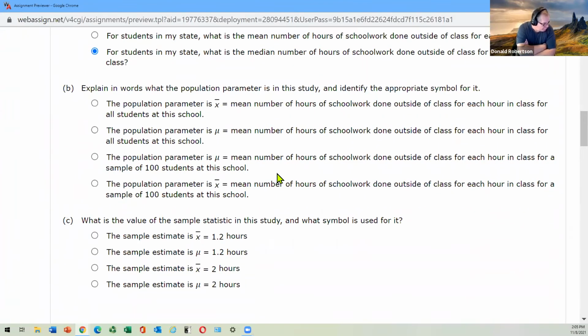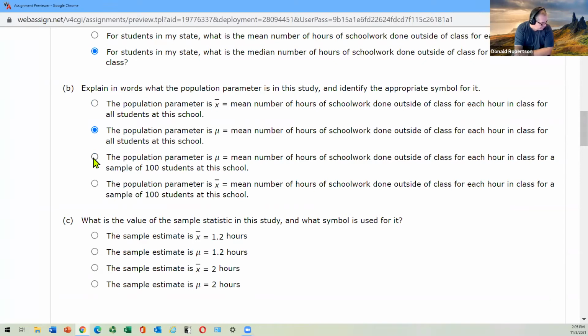Explain in words what the population parameter is in this study. Well, wouldn't the population parameter be a mu? Right, it's a population parameter. So for that reason, won't we totally ignore and not bother to read the first and the 4th dot? We're only going to focus on dot 2 or dot 3. This dot says the population parameter is mu equals the mean number of hours of schoolwork done outside of class for each hour in class for all students at the school. Would you agree that is the correct answer?